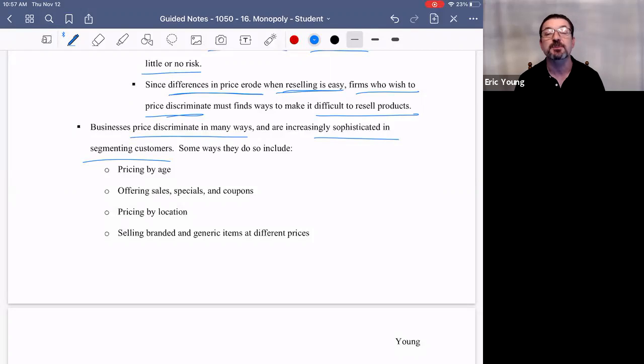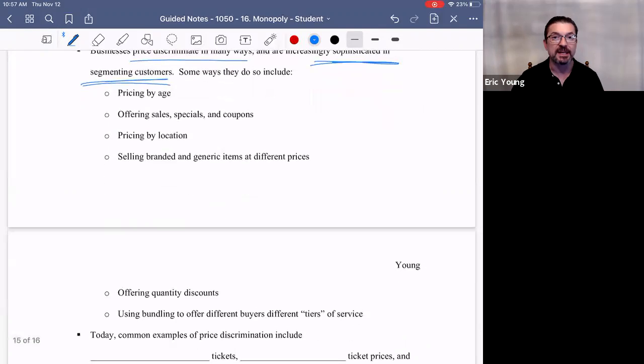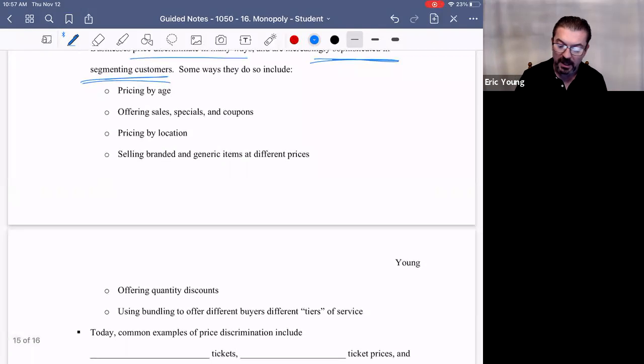All of those things provide information to sellers about your relative elasticities and desire for goods. So it's becoming really common and really, really sophisticated. How are some ways that firms do it? Well, a very common one is price discrimination by age.